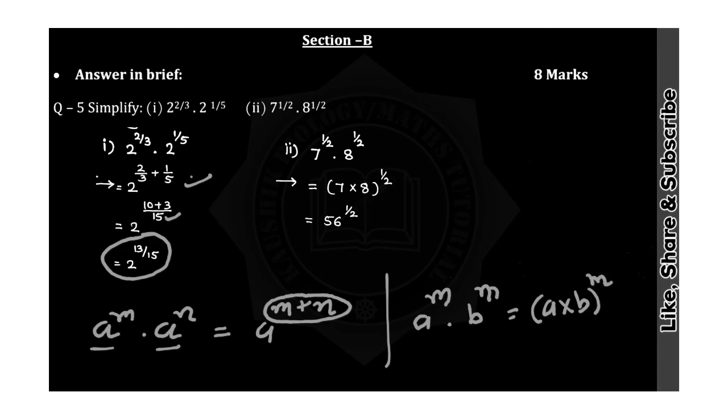So similarly here, your bases are 7 and 8. So 7 into 8 to the power 1 by 2, and 7 8s are 56. So your final answer is 56 raised to the power 1 by 2.